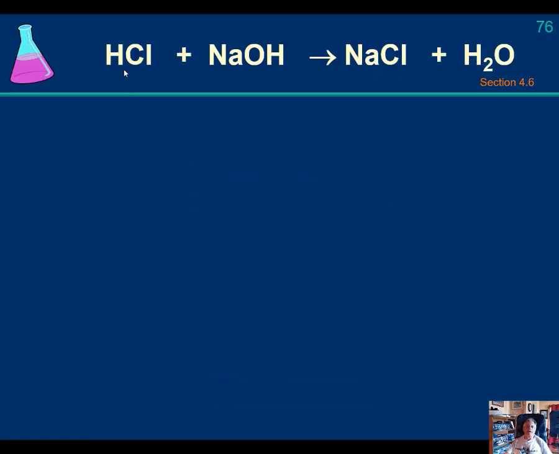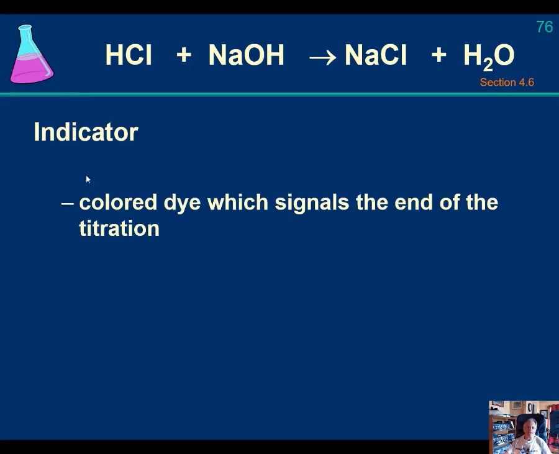So here we have a strong acid, strong base reaction producing two products, sodium chloride and water. In order to know when we're close to the equivalence point, we need to add an indicator, which is just a colored dye that changes color when we approach a particular point in the titration, presumably close to the equivalence point. And it's going to produce a color change.